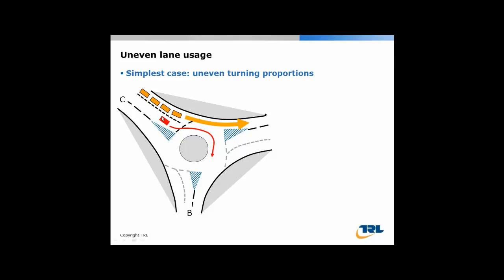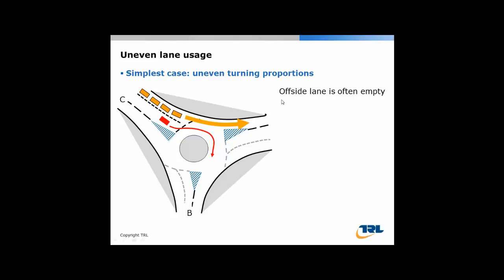So, a simple case here: we've got a 3-arm roundabout and 2 lanes on arm C up here. In this example, we've got far more left turners, as the orange vehicles here. Big movement turning left, and a relatively small movement turning right. So different sets of flows, different turning proportions.